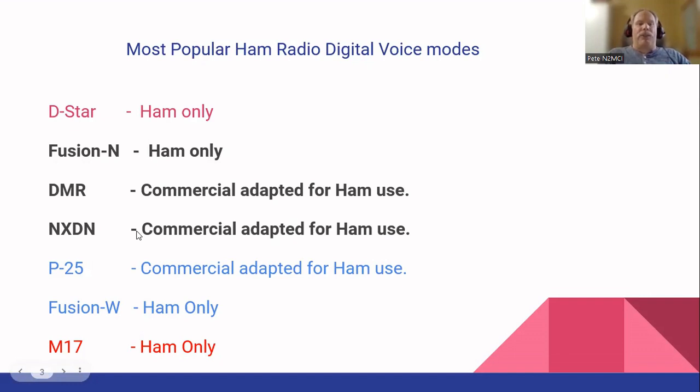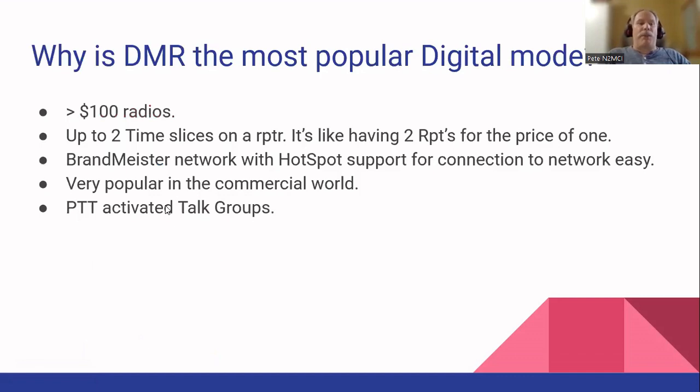So DMR is the most popular, and why is it the most popular? Because hams are frugal. I learned that when I was in school. I had a ham instructor, and he said we're frugal. And when the radios got below $100, people would take a chance on it. I know that's how I got involved. When the MD380 got below $100, I bought one. And what do I do now? I was too far from the repeaters.